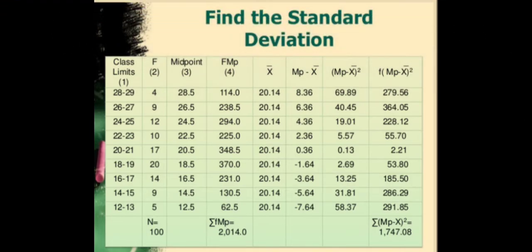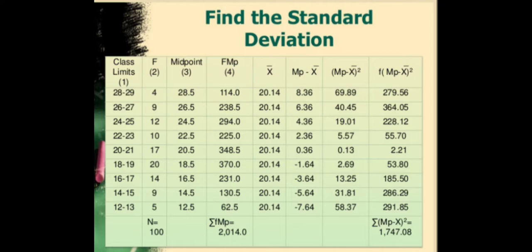Okay, class interval is there, that is starting from 28, 29, that is 26, 27, 24, 25 and so on. Frequency is there, frequency means number of times the values are repeating: 4, 9, 12, 10, 17, 20, 14, 9 and 5. The sum of n is equal to 100. Then we have to take first of all midpoint, MP we can call it, that is column number 3.